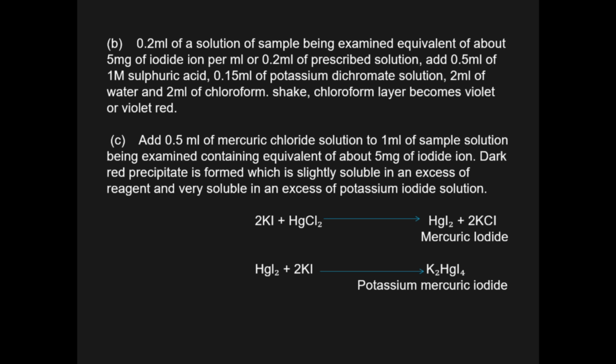Third method: we have to add 0.5 ml of mercuric chloride solution to 1 ml of sample solution being examined containing the equivalent of about 5 mg of iodide ion. A dark red precipitate is formed which is slightly soluble in excess of reagent and very soluble in an excess of potassium iodide solution. Here the potassium iodide, when reacted with mercuric chloride, results in formation of mercuric iodide, and this mercuric iodide, when dissolved in excess of potassium iodide, results in formation of potassium mercuric iodide. So this is how the precipitate formed is dissolved.